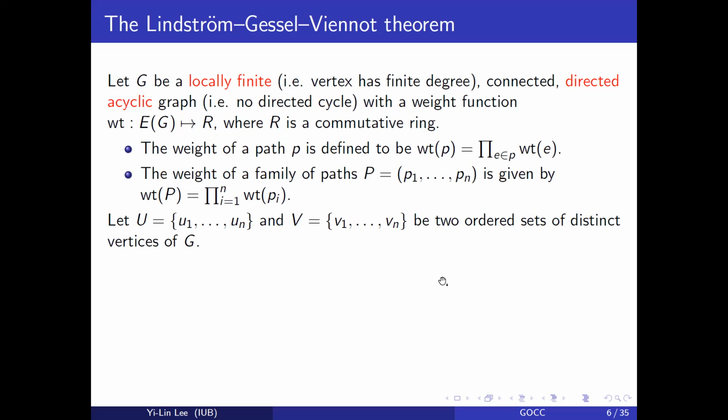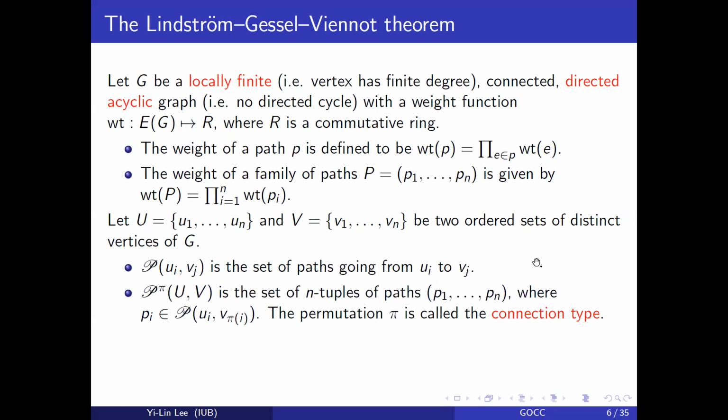Now suppose we have two sets of distinct vertices U and V, and we can think of U as the set of starting points and V as the set of ending points of the paths. This notation means a collection of paths going from Ui to Vj. It's just a set of single paths. But now if we have n starting points and n ending points, so we have n paths connecting these endpoints, the way we connect those points naturally induces a permutation pi.